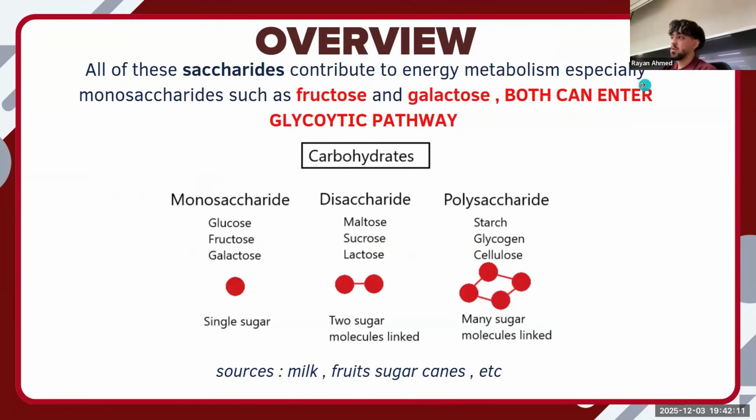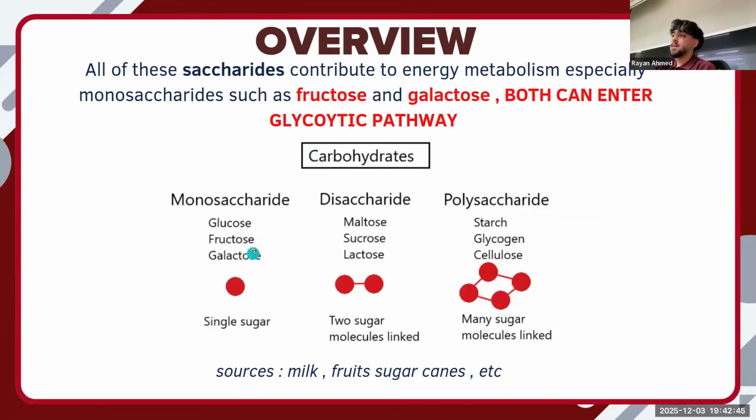We have all these saccharides that contribute to energy metabolism. We know that glucose already does, and then we also have more monosaccharides that contribute to energy metabolism. So we have fructose and galactose. These two monosaccharides also contribute to energy, and both of them can enter the glycolytic pathway. As you can see, there's a little flow showing that glucose is the main thing. Everything leads back to glucose. So fructose and galactose can also lead to glucose, one way or another. You just need to find out how. It could be through the glycolytic pathway or through its own pathway.